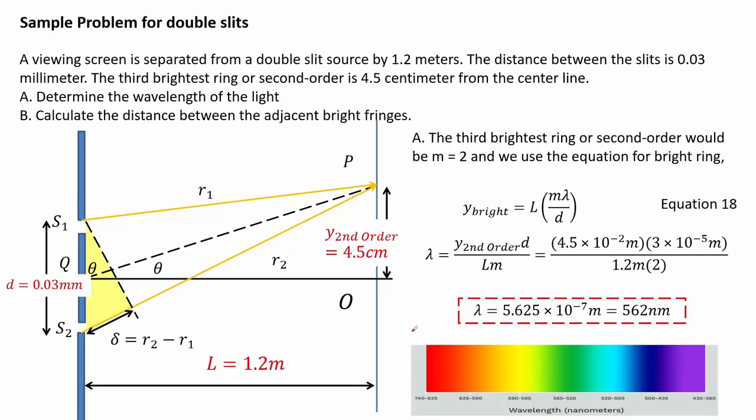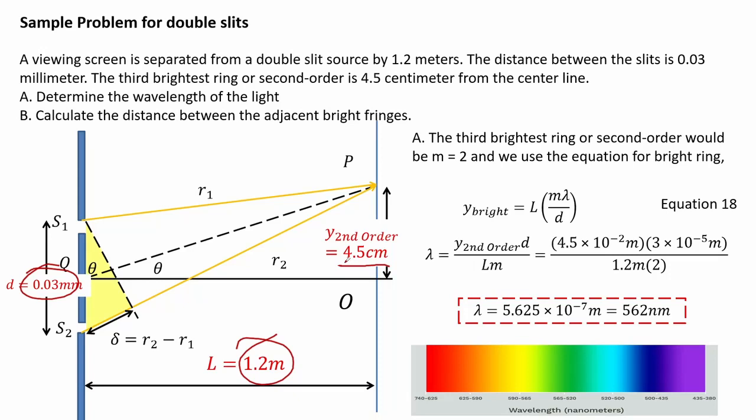Here we have an example. A viewing screen is separated from a double slit source by 1.2 meters. The distance between the slits is 0.03 millimeter. The third brightest ring, or second order, is 4.5 centimeters from the center line. For letter A, determine the wavelength of the light. For letter B, calculate the distance between the adjacent bright fringes. You can refer to the figure for more details.